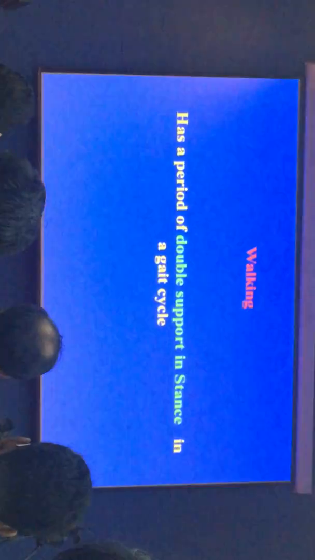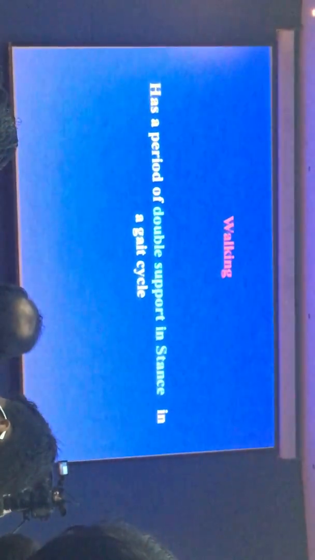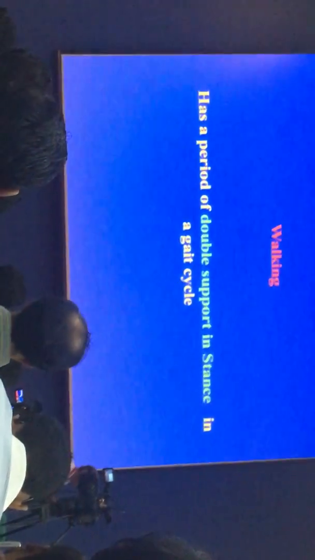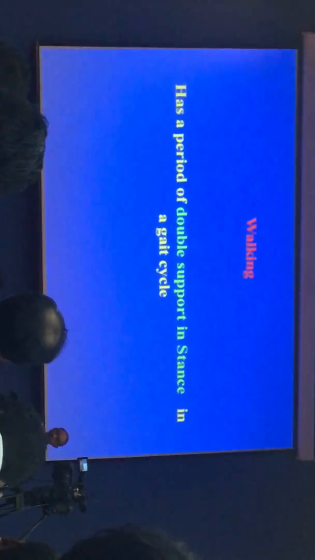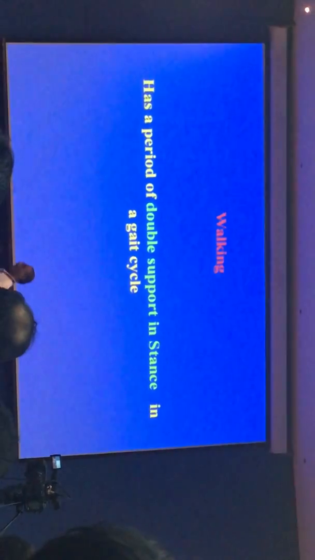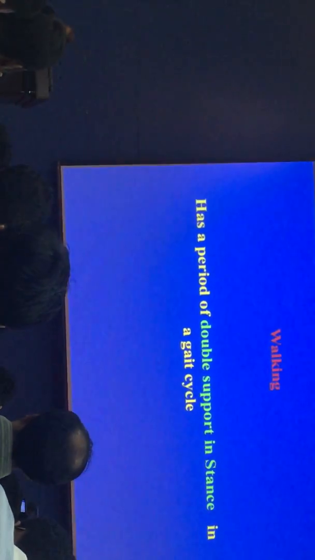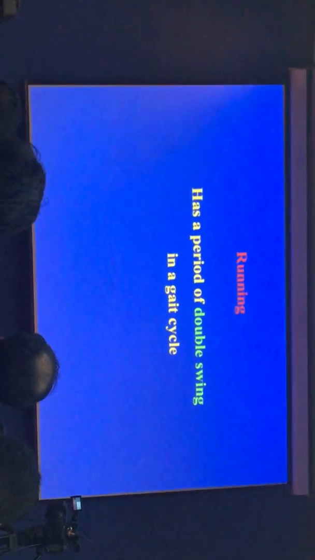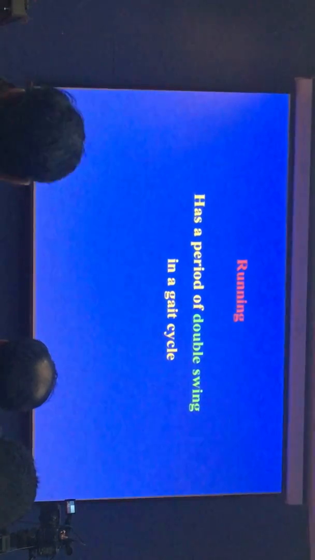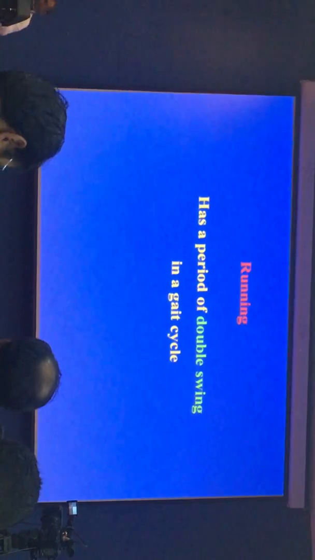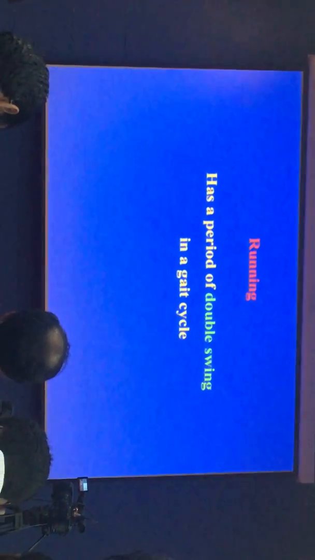So in running, there is a position when both the feet are off the ground. In walking, both the feet are never off the ground. So that's the difference between walking and running. There is a period of double stance in walking, and there is a period of double swing in running. So this has to be clearly understood. Double swing is important in running.